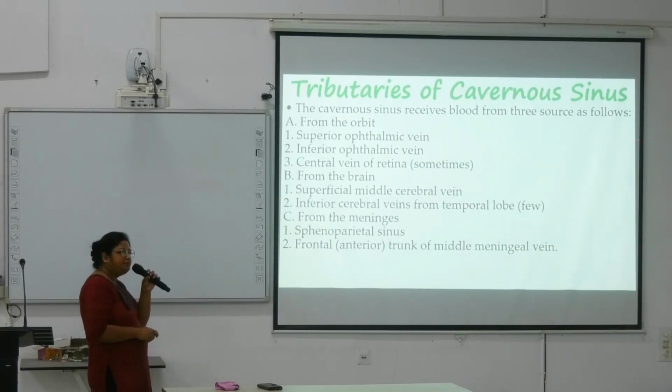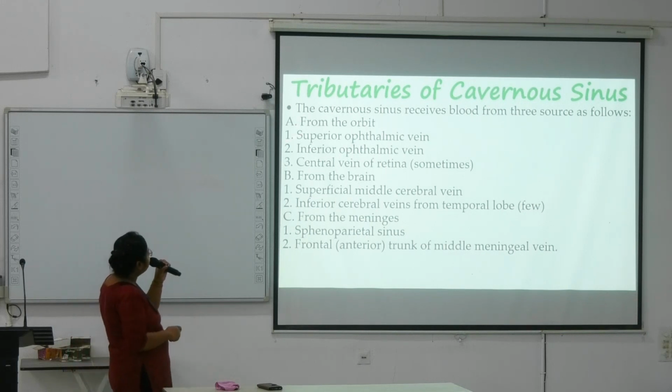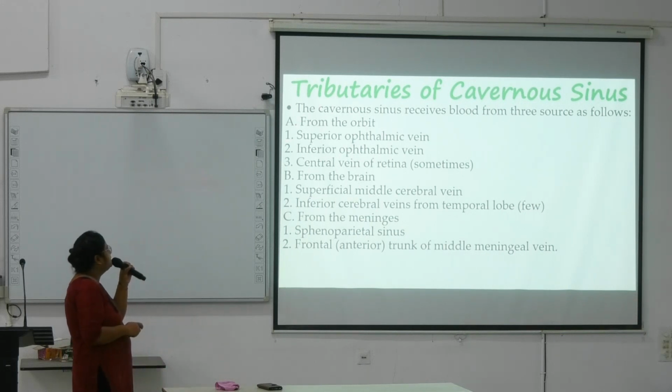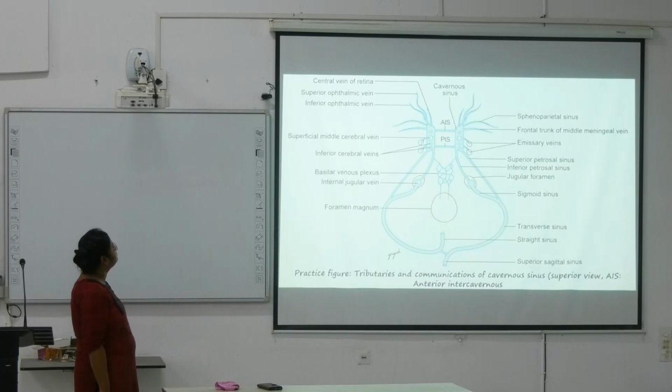So what are the tributaries of the cavernous sinus? This you have to write. I am giving you a short note. The cavernous sinus receives blood from the orbit via the superior ophthalmic vein, inferior ophthalmic vein, and central vein of the retina. From the brain via the superficial middle cerebral vein and inferior cerebral veins from the temporal lobe, and from the meninges via the sphenoparietal sinus and the frontal or anterior trunk of the middle meningeal vein.